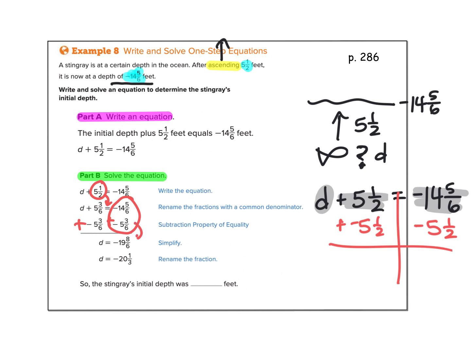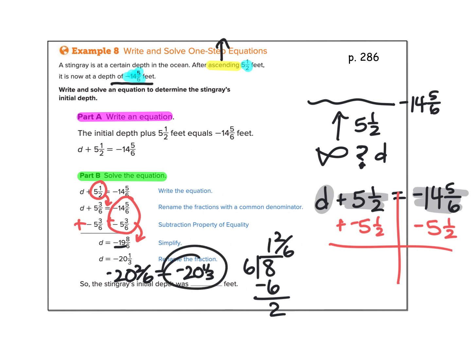They said, oh, negative 19 and 8/6. And then they saw 8/6, that's over 1. So they said, hey, if I change that, if I do 8 divided by 6, it goes in there once, which is 6. And then I got 2 left over. So that's really 1 and 2/6. So then they said, oh, I was at negative 19, so now I'm at negative 20 and 2/6. And then they just simplified it. They divided it down into negative 20 and 1/3. So that was the initial depth.